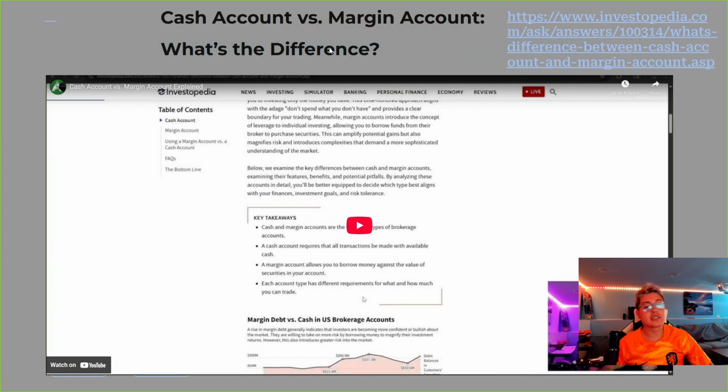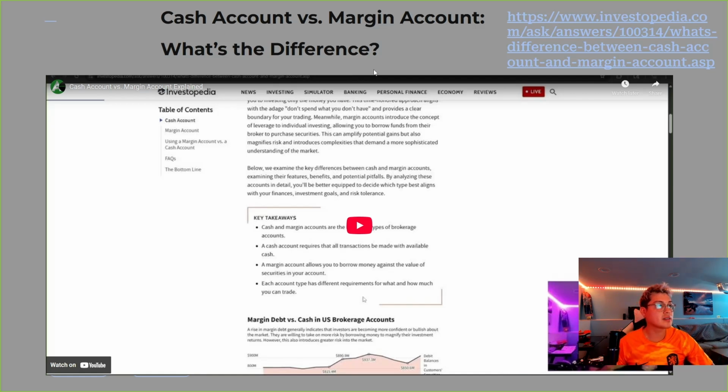is what's the difference between a cash and a margin account. When you open a trading account, the first thing you want to decide is whether you want a cash or a margin account. A cash account is more beginner friendly. A margin account has more rules. It's for more experienced users.